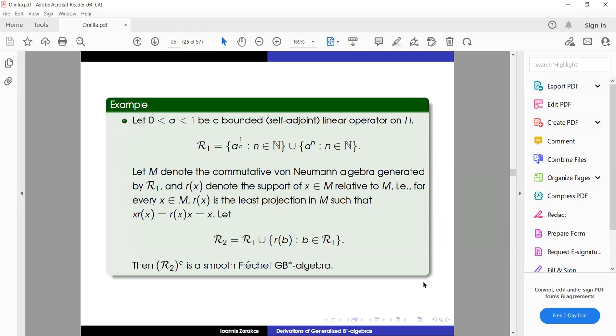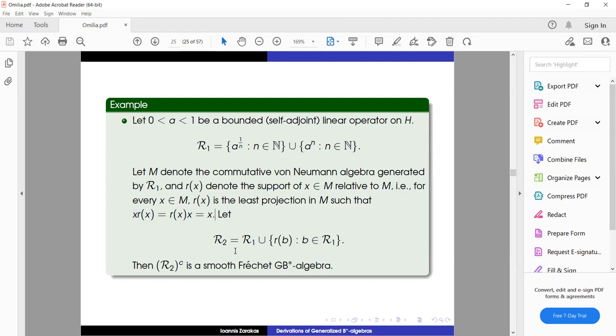So to conclude, our example of a smooth GB-star algebra is: starting with an operator alpha between 0 and 1, taking R1 to be all nth roots of alpha together with the n powers of alpha, then construct the commutative von Neumann algebra M generated by R1, and for every x in M, Rx is the support of x, the least projection such that by definition, these two equalities hold.